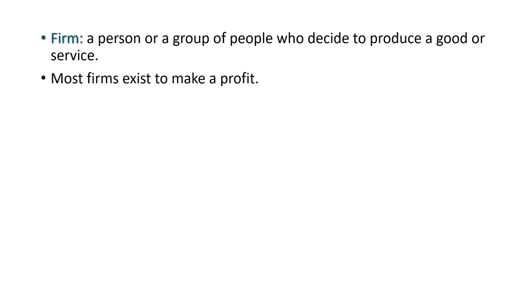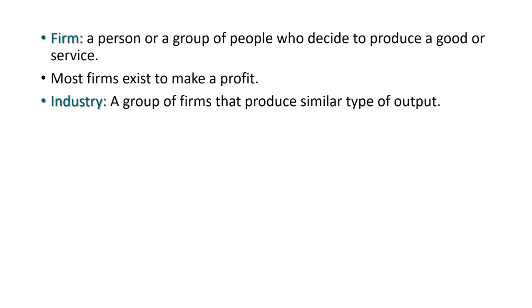Next, industry. Industry is a group of firms that produce similar types of output. You have often heard words like textile industry. That means all the firms that are in the textile business. Film industry, that is all the production houses that produce films. So industry is a collective group of which firms are the members.